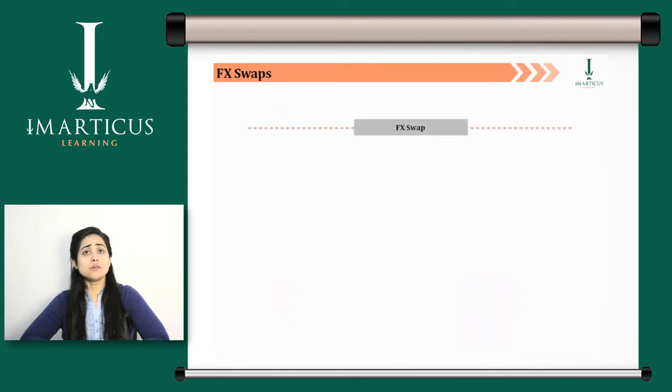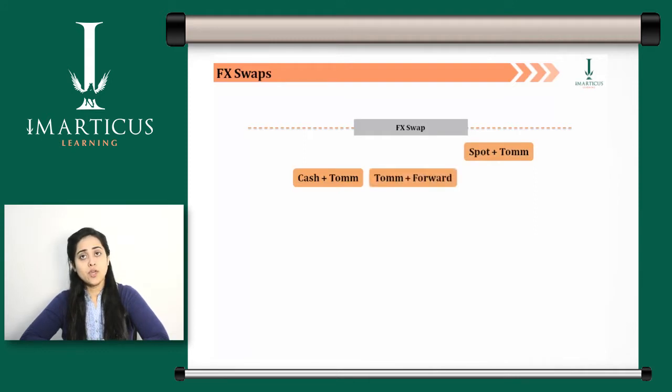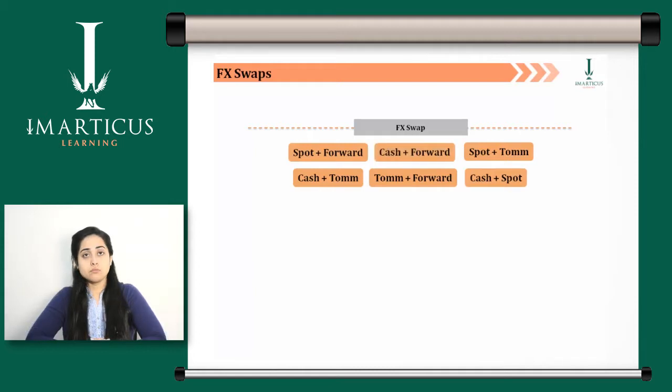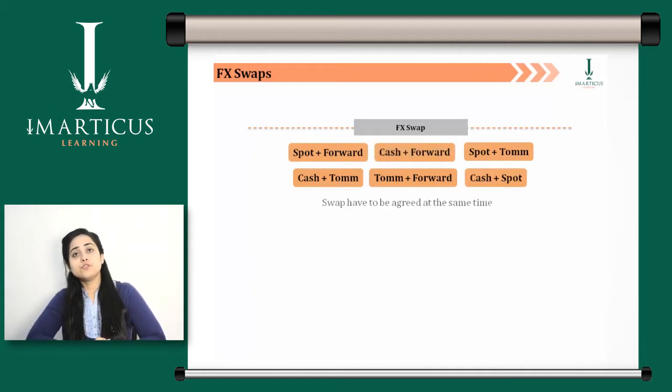An FX swap is a mix of any of the following: spot and forward, cash and forward, spot and tom, where tom is short for tomorrow. Here the trade that happened today but settled tomorrow is called tom. Cash and tom and forward, or cash and spot. Both the legs of the swap have to be agreed at the same time. That is, the trade date of the two legs has to be the same.